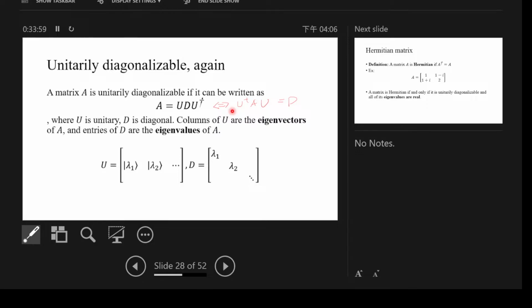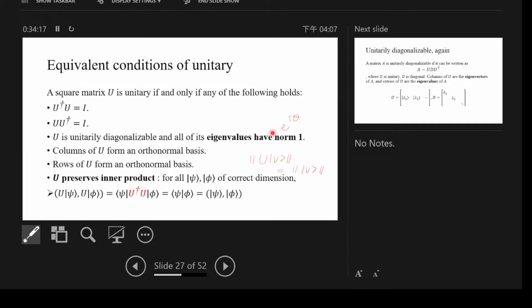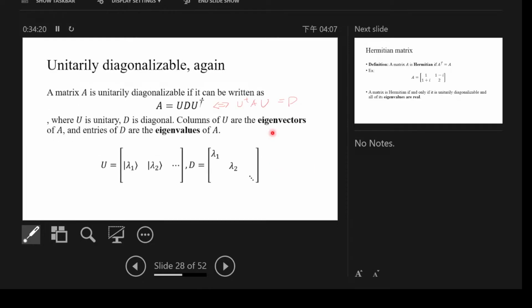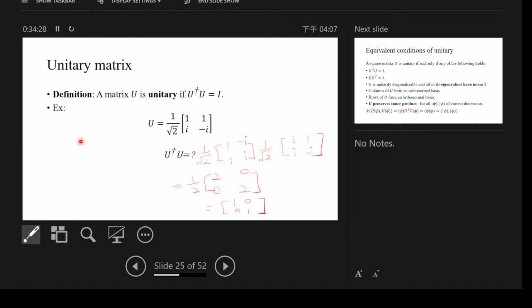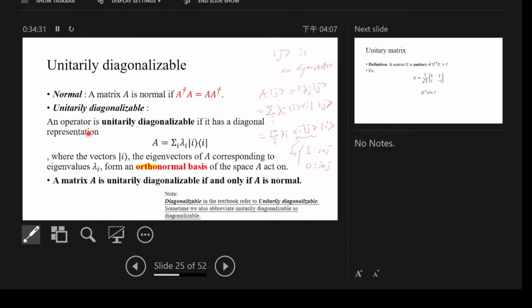And also there is a nice connection between this U and D and your eigenvalues and eigenvectors. U is actually composed of the eigenvectors of A. I guess here I'm writing a bit sloppily, because there is something to deal with in terms of degeneracy. But ignoring that for now, we're starting with unitarily diagonalizable.